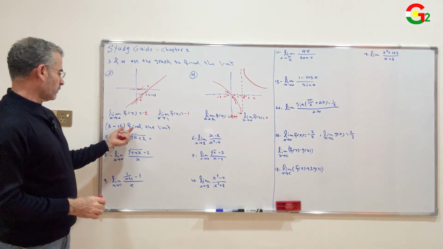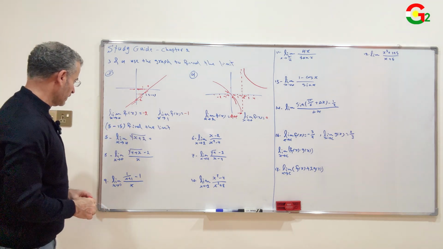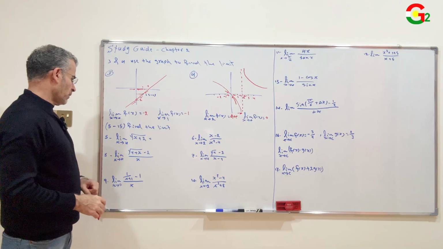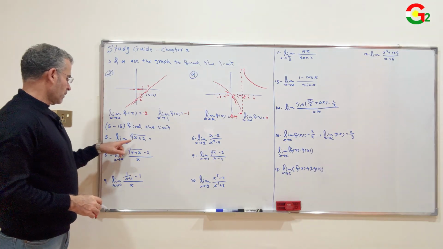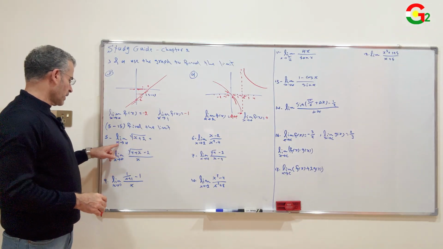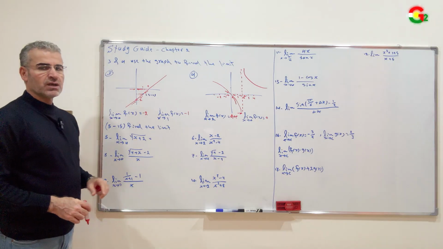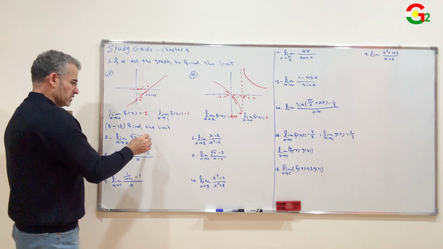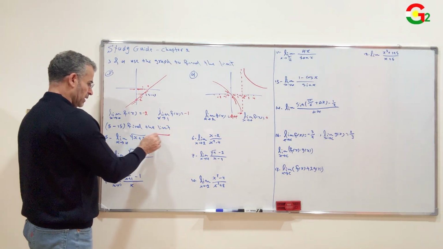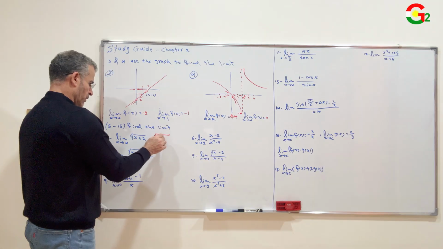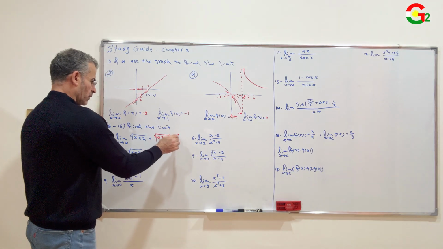Question number 5 to 15, find the limit if it exists. Number 5, limit of square root of x plus 2 when x approaches 4. 4 is within the domain of this function, then substitute directly. Square root of 4 plus 2 equals square root of 6.